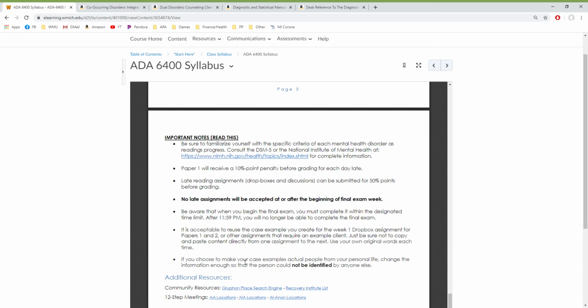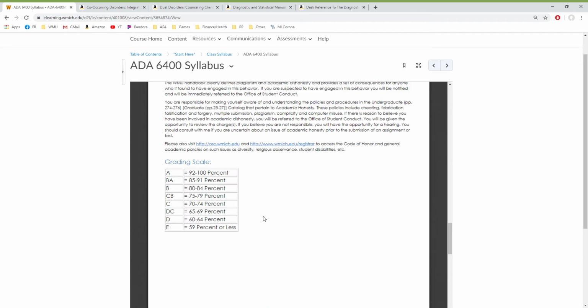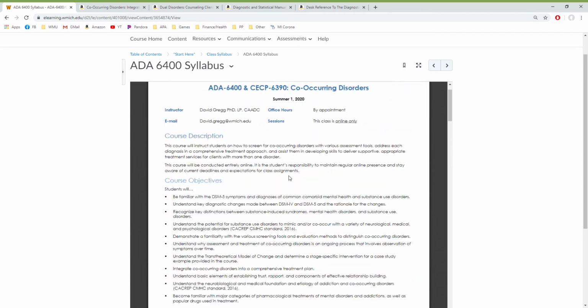Do make sure that if you choose any case examples to be based on any people in real life, that you change the information enough so that the person cannot be identified by anyone else. We don't want any identifiable information like names, actual birth dates, or anything like that in any of your case examples. Otherwise, feel free to base it roughly on people or clients you may have seen in the past. Okay, so that's all the general information here on the syllabus.